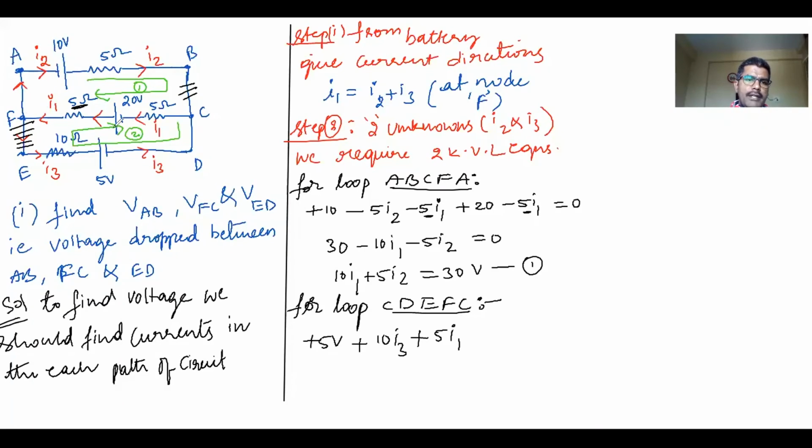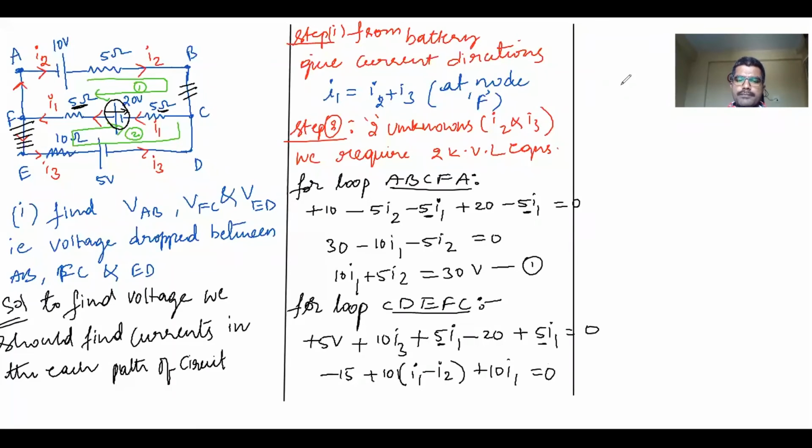Next, this 20 volt battery from positive to negative, minus 20 volt. Again you are going opposite to this 5 ohm resistor, so it is plus 5 I1 is equal to 0. This gives you 5 minus 20, it is minus 15, plus 10 I3, which can be written as I1 minus I2, plus this 5 I1 becomes 10 I1, is equal to 0. Okay, now just resolve this again. You can resolve this.